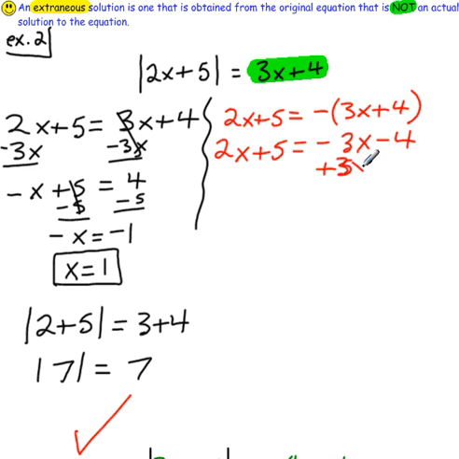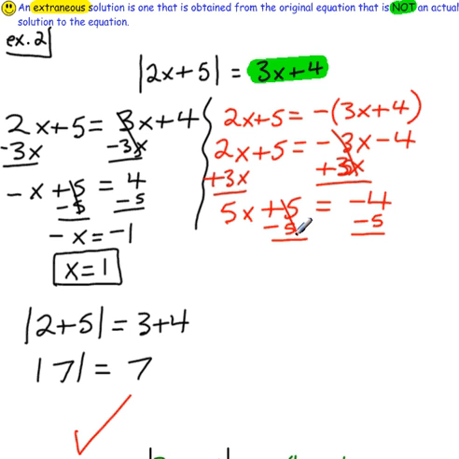I'm sorry, 3x. We'll add 3x to both sides. There's 5x plus 5 equals negative 4. Okay? Minus 5. Minus 5. You get 5x equals negative 9. That'll be negative 9, won't it? Okay? And then we divide both sides by 5. Divide both sides by 5. And x equals negative 9 fifths.